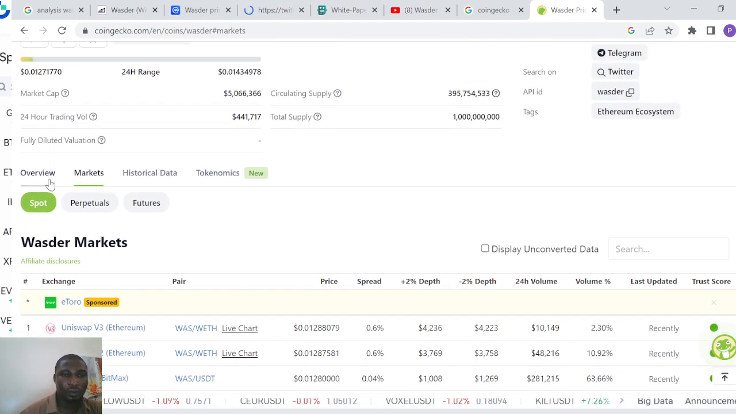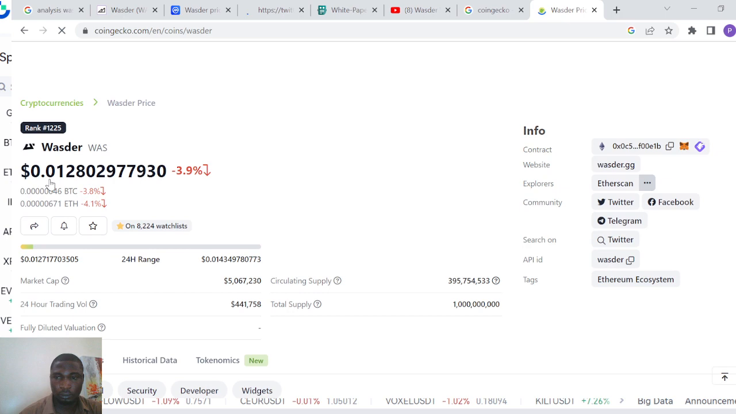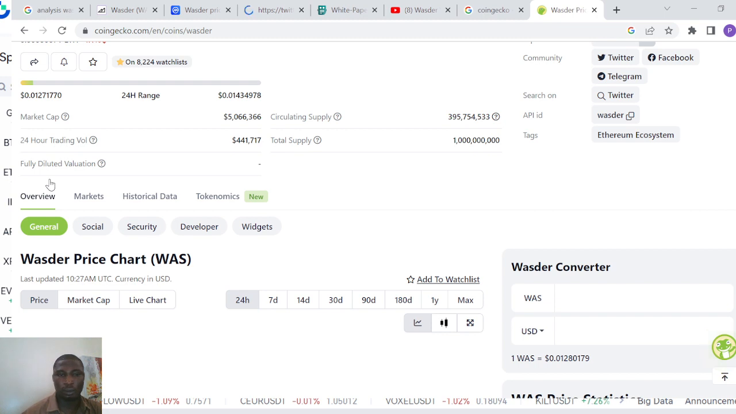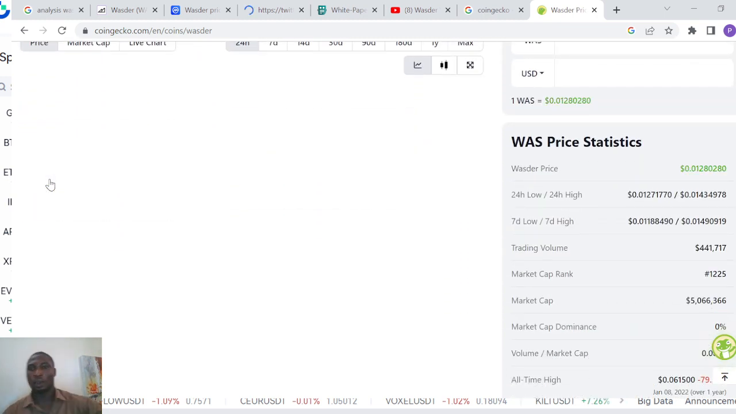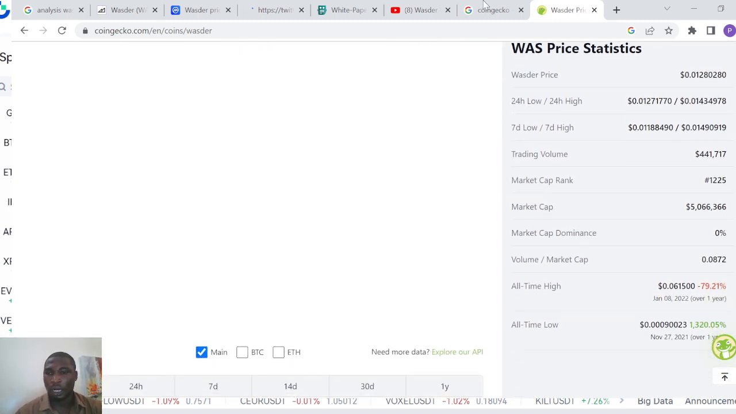Now, looking at the overview of the market tokenomics, we're going to look at the tokenomics of this project. Okay, it's still loading. Now, looking at this place here, you can see the market analysis from this tab here. You can see the statistics, the market statistics of this token, what this token is really all about.